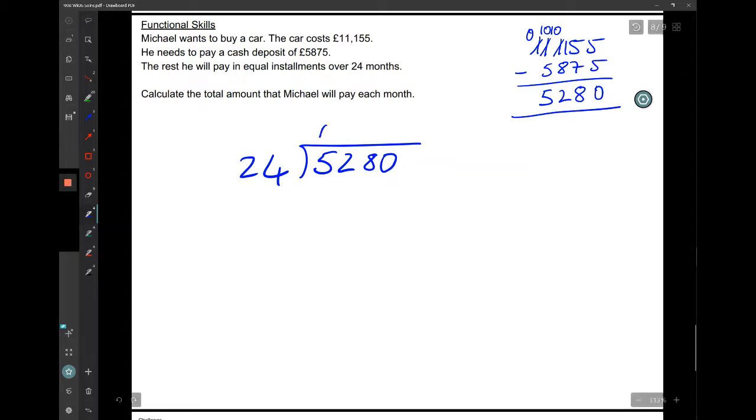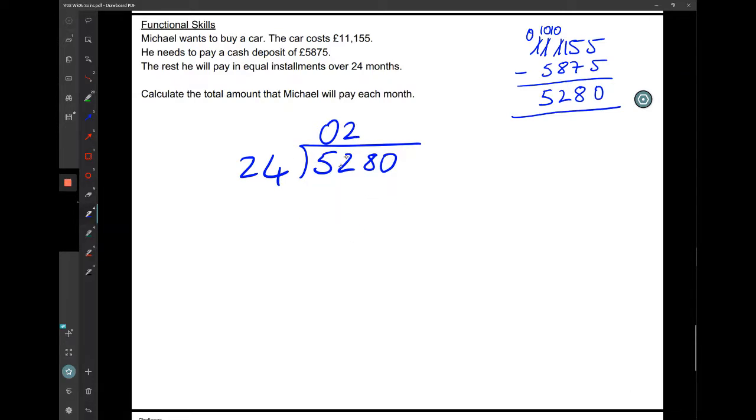24 doesn't go into 5, so put a 0 there. 24 times 2 is going to give you 48. And then we subtract. So I've started to do long division. I realized I think you guys prefer bus stops. I'm going to stick to bus stops.